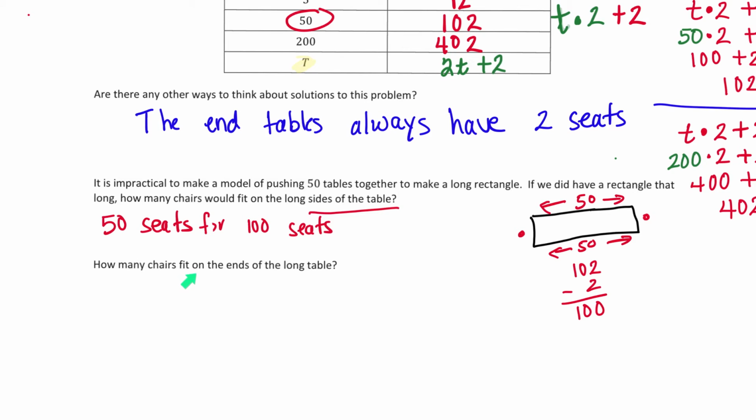How many chairs fit on the end of the long table? You go back to the little model here that we recall saying that the end of the table has 2 seats, and we can just write it here. 2 chairs, 1 on each end. And this is just to kind of re-emphasize what we just said about subtracting the 2.